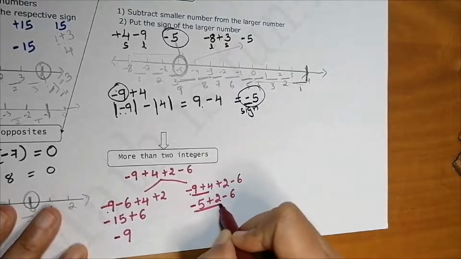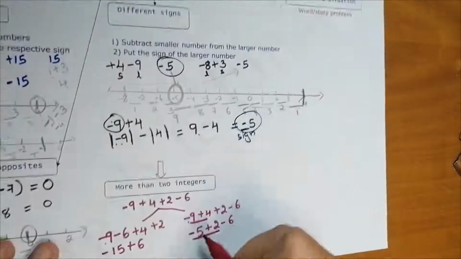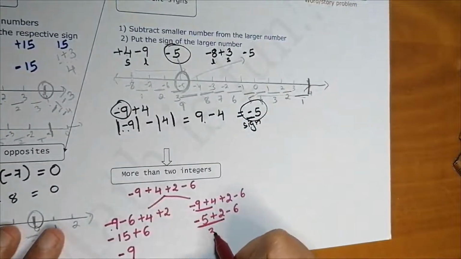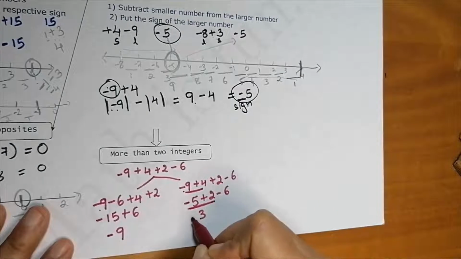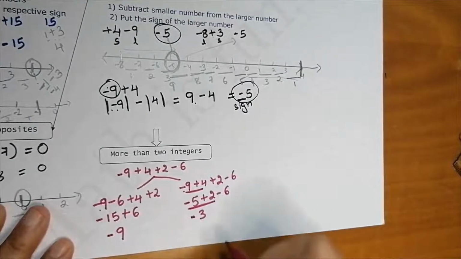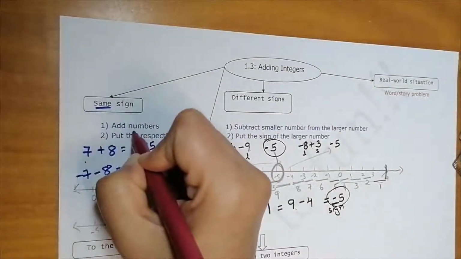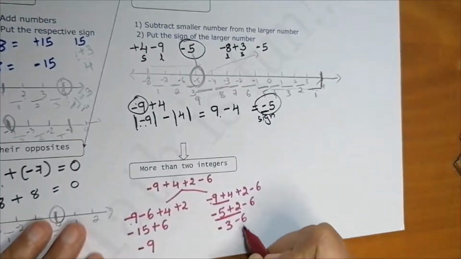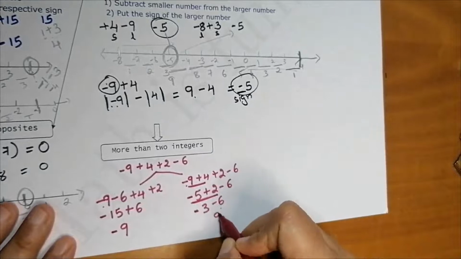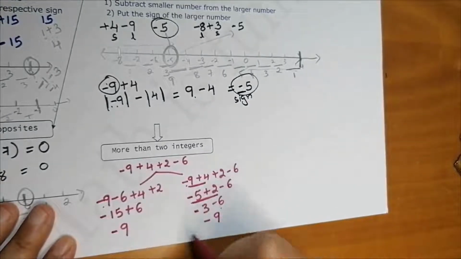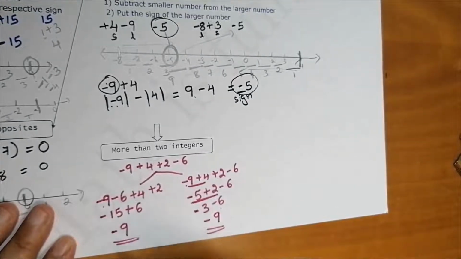Then I'll go this two, different sign rule. Larger minus smaller is 3, and the sign of the larger number. And then I get minus 6 here. Now we have the same sign rule, okay? So 3 and 6 we added, which is 9, and the respective sign, which is minus 9. So you get the same answer ultimately, right?